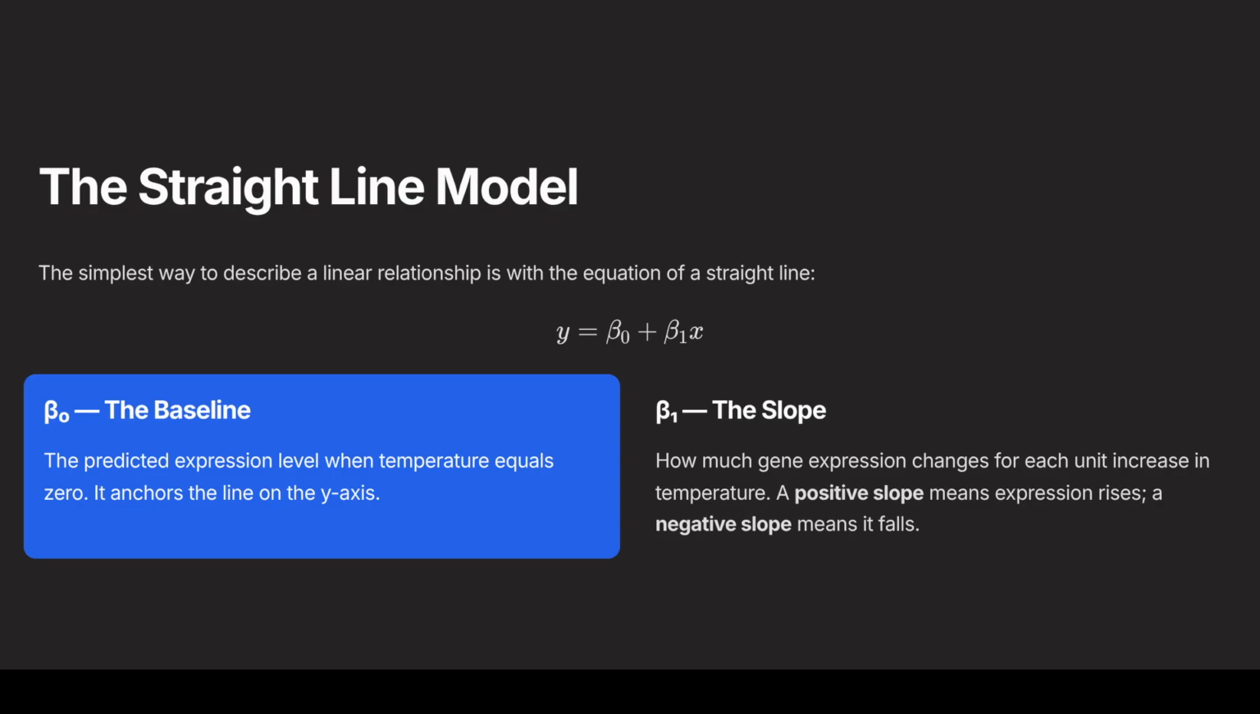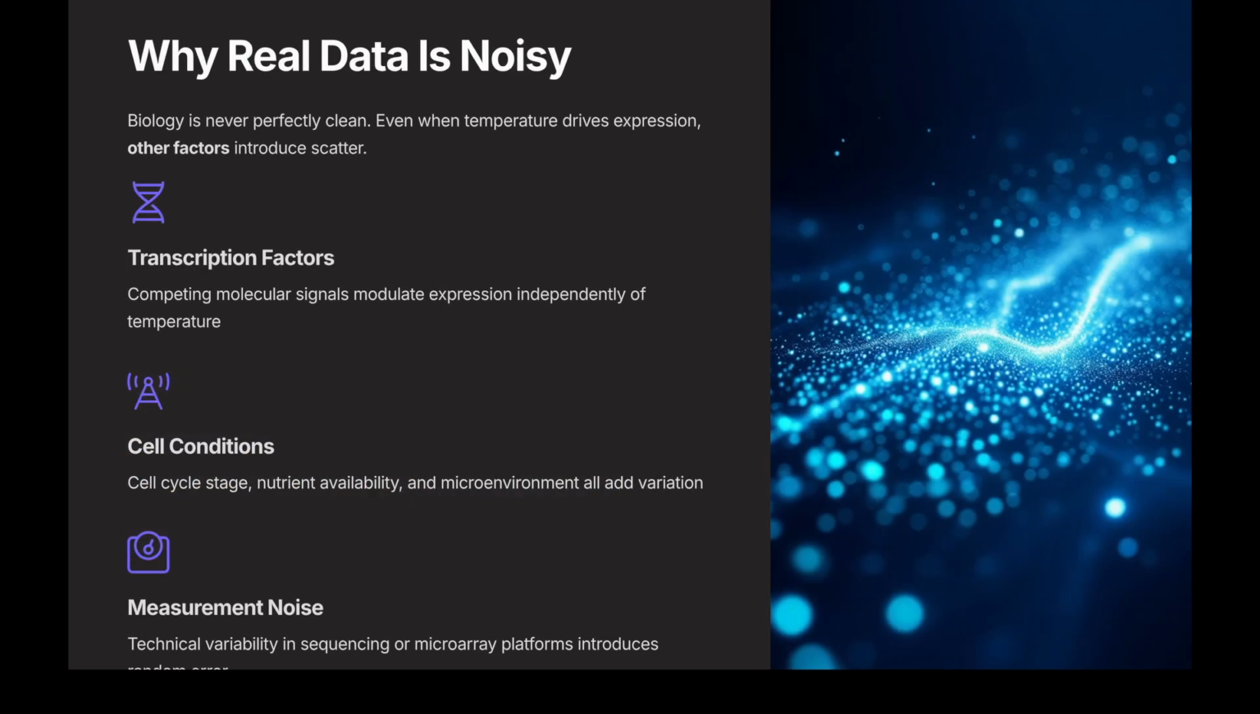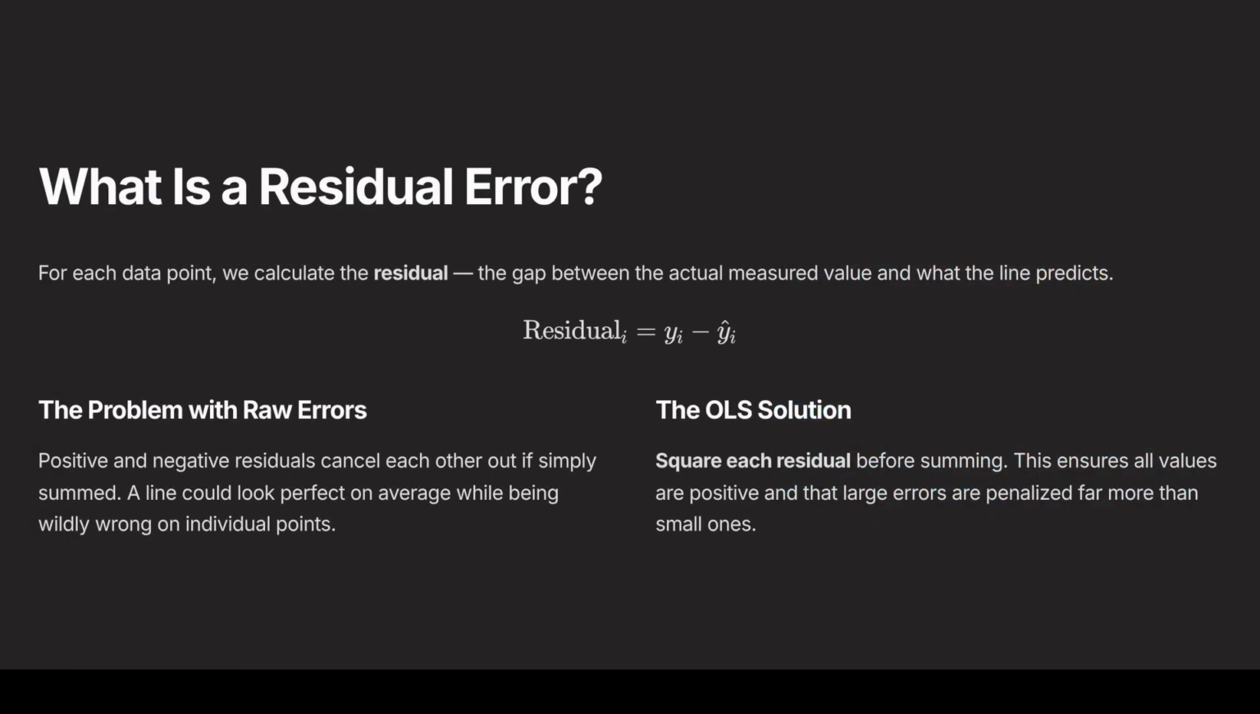The baseline represents the expression level when temperature is zero, and the slope describes how much expression changes when temperature changes. If the slope is positive, expression increases with temperature. Even if temperature influences expression, other factors like transcription factors, cell conditions, or measurement noise also affect the values. So the points on the graph will not fall perfectly on a straight line. Instead, they scatter around it.